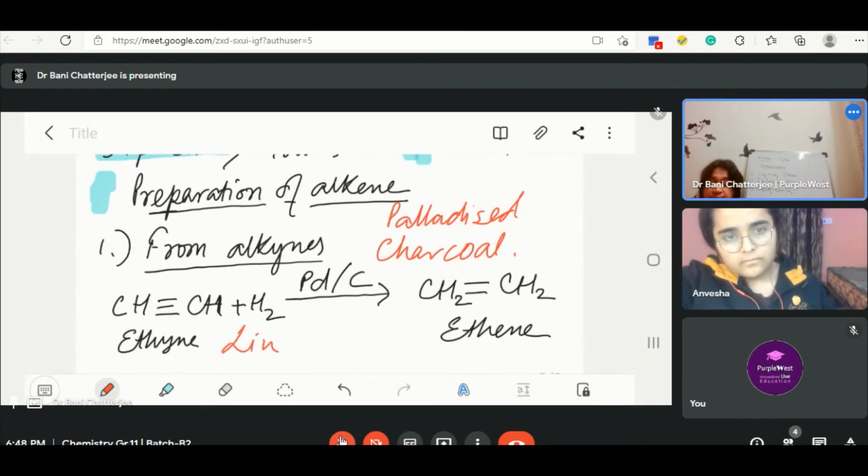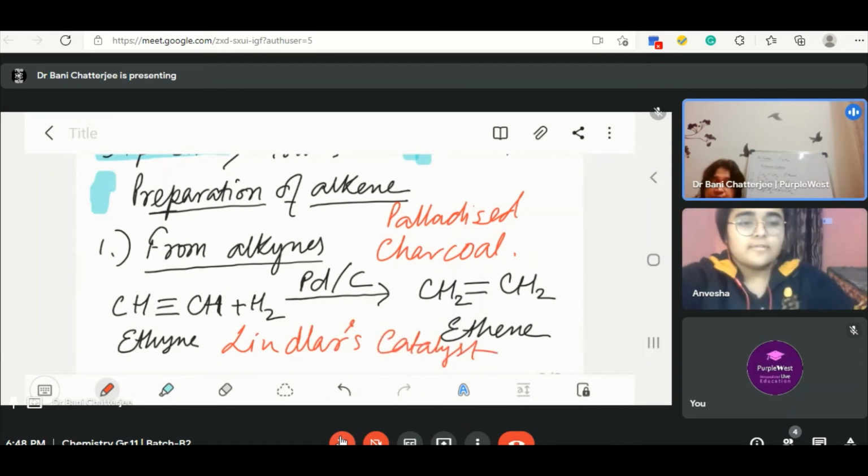What is that? Repeat it. Lindlar's catalyst. Yeah. This is very important actually, and for the NEET purpose also. Palladized charcoal, Lindlar's catalyst, which we use for converting the triple bond into the double bond.